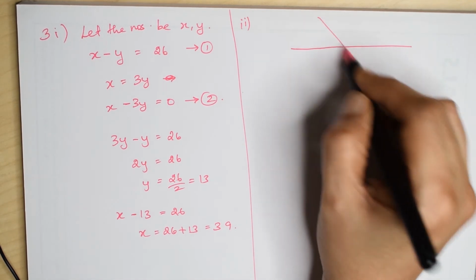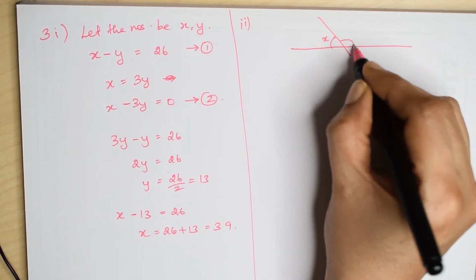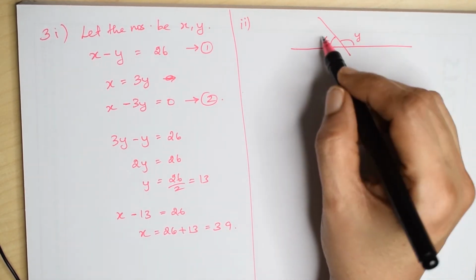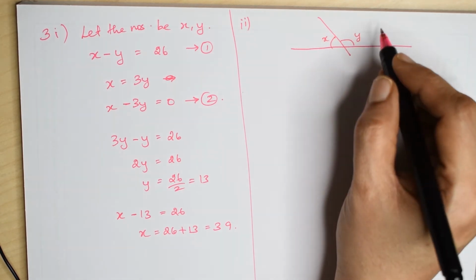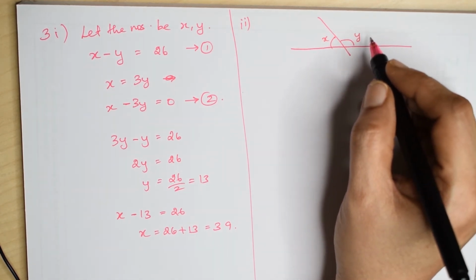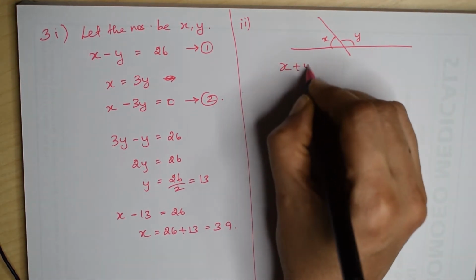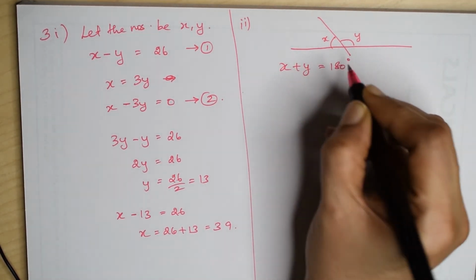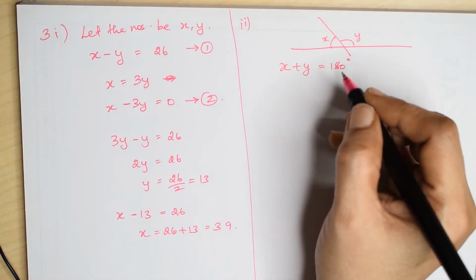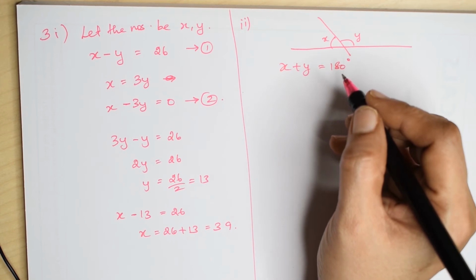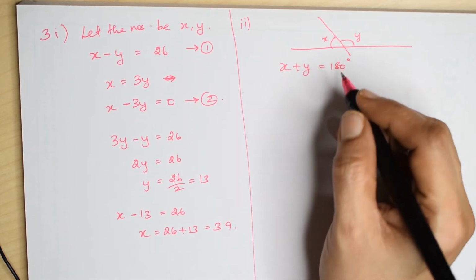So suppose this angle is x and this angle is y. It means the sum of these two angles is equal to 180 degrees. So when it says supplementary angles, it is already understood that x plus y is equal to 180 degrees. Okay. Then the second statement is the larger of the two supplementary angles exceeds the smaller by 18 degrees.